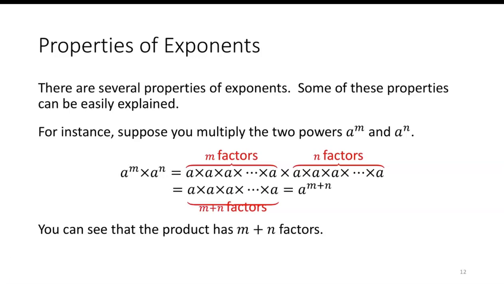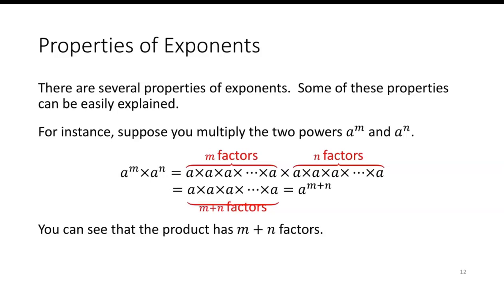There are several properties of exponents. Some of these properties can be easily explained. For instance, suppose you multiply the two powers of a to the mth and a to the nth. So a to the m means you have m factors of a, and you're multiplying by n factors of a. When you combine it into one big multiplication problem, you have m plus n factors.